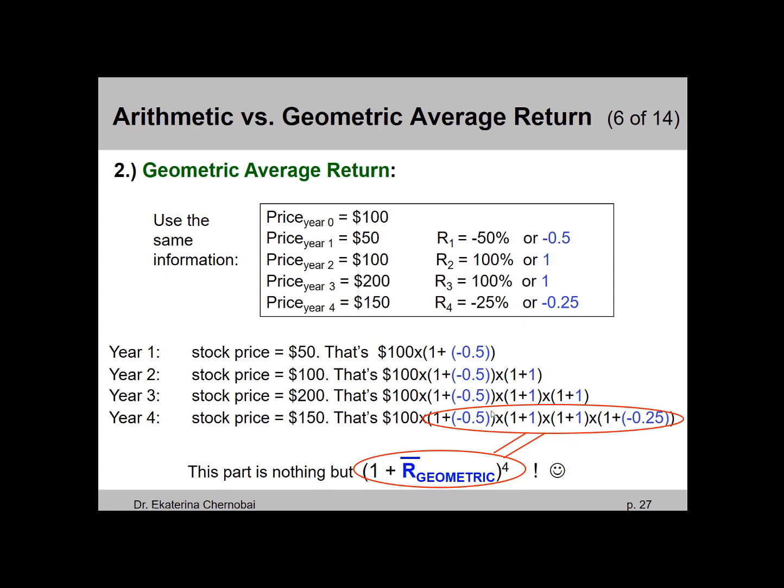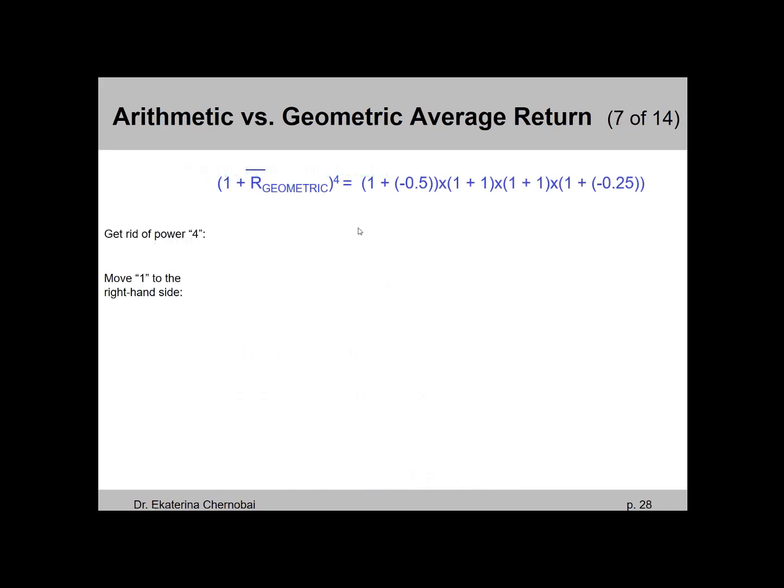So if the return is forced to be the same every year, then we don't need to have those 4 multiplication terms. We can have it only once and add the power 4, right? Okay, let's calculate it. This is what we have. Then we can get rid of the power 4 by dropping it on the left hand side, and on the right hand side we add the power 1 divided by 4 to everything on the right hand side.